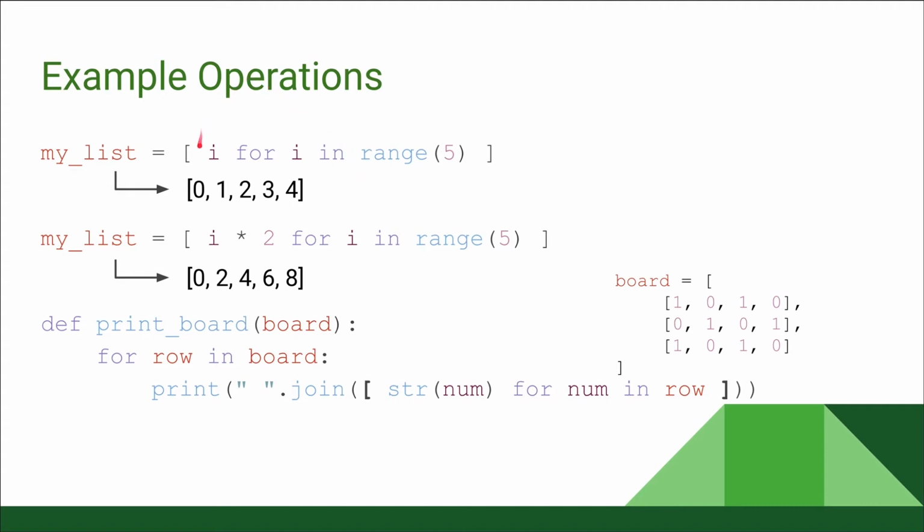Now we can do calculations with our variable i as well. So I can say i times 2, and then each time in my for loop, with that same loop, instead of just adding i, we're going to add double of i. So we can add 0, and then 1 times 2 is 2, and then 2 times 2 is 4, and so on. We're going to add even numbers to our list.